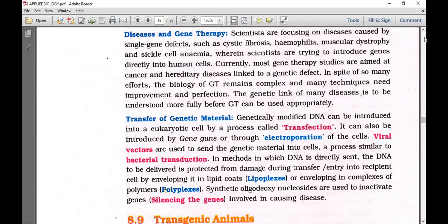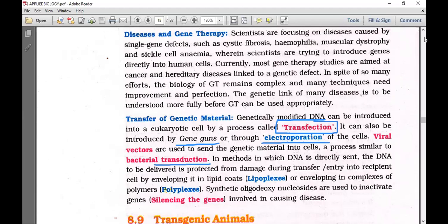Genetically modified DNA can be introduced into a eukaryotic cell by a process said to be transfection. It can also be introduced by gene guns or through electroporation of the cell. Gene guns or electroporation. If we use viral vectors, that process we say transduction.